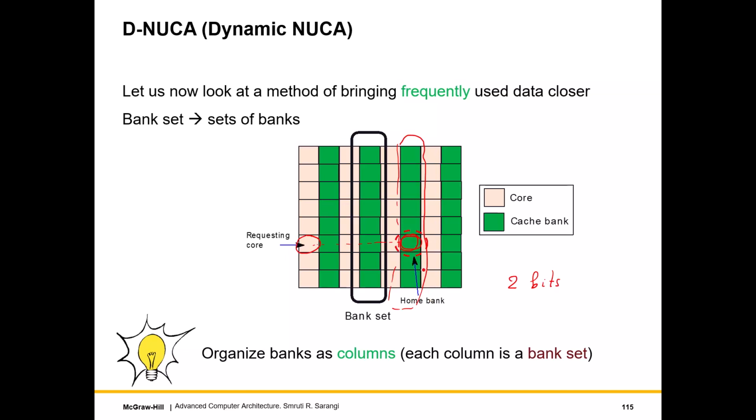So what we do is that we start a protocol of searching. So the basic idea is that the block that we are requesting could be there in any bank in the bank set. So that is the basic insight, that the bank set is a collection of banks, and furthermore the block could be there in any bank of the bank set. So we basically need to search. We shall see there are several advantages, even though up front it looks like something much heavier than S-NUCA, but that's not really the case.